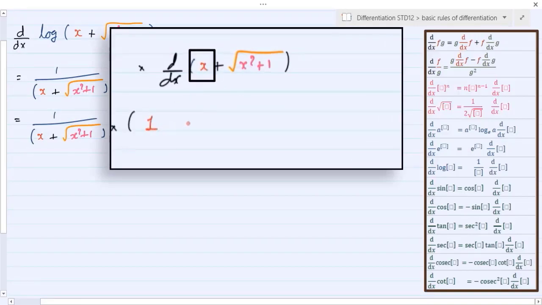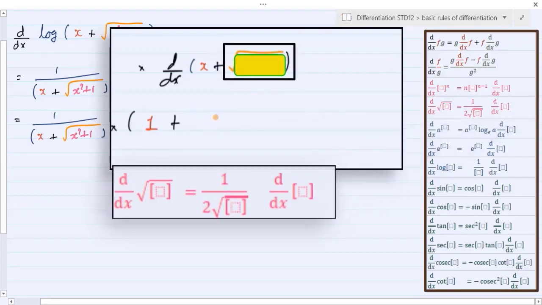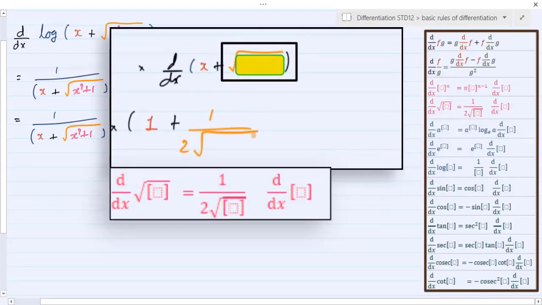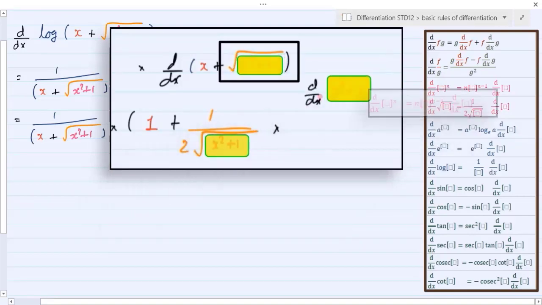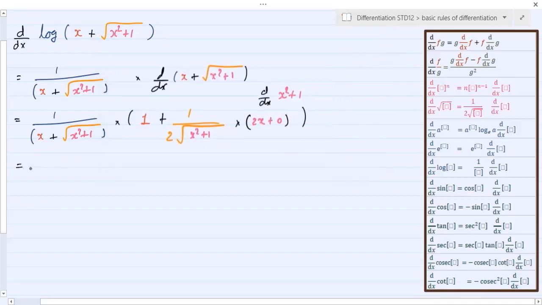Differentiation of x will be 1 plus, to get differentiation of under root of x square plus 1, we have to consider a box around the x square plus 1. So the differentiation of under root of box is 1 upon 2 root box into d by dx of box. Within the box we have x square plus 1. So here we just have to multiply differentiation of x square plus 1, which is nothing but 2x plus 0. So again, in the next step, our 1 upon x plus under root of x square plus 1 still remains as it is. Now let's simplify our second bracket.